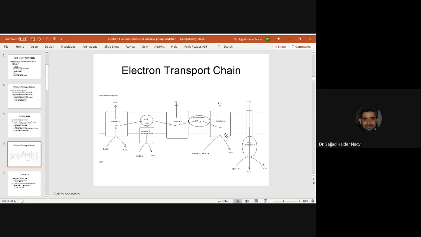Finally, the electrons are taken up by oxygen, and then oxygen is reduced to water. So oxygen is gaining electrons at the terminal stage, and it's finally reduced to water.